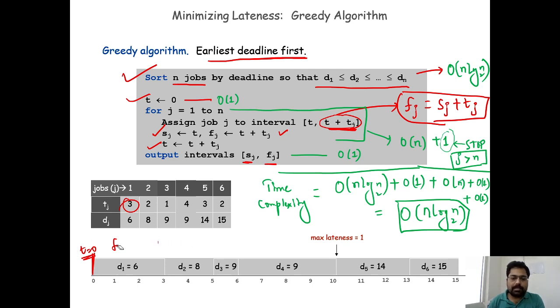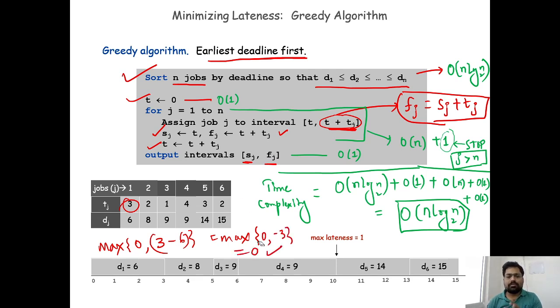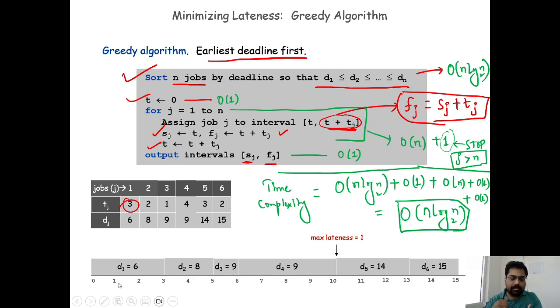Let us take that as an example. So here we started with 0 and we ended with 3. To find the lateness, we say maximum of 0 comma the finishing time minus the deadline. Here it is 3 minus 3, so maximum of 0 comma 0. The lateness is 0, so we don't bother, because our target should be to minimize the lateness, or you can say minimize the maximum lateness. This is our goal.